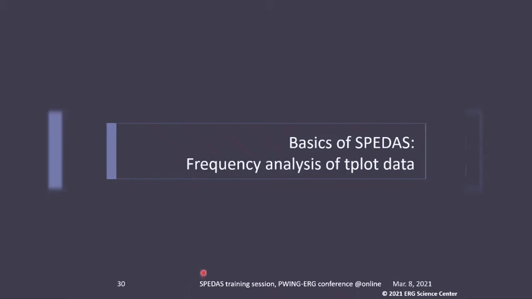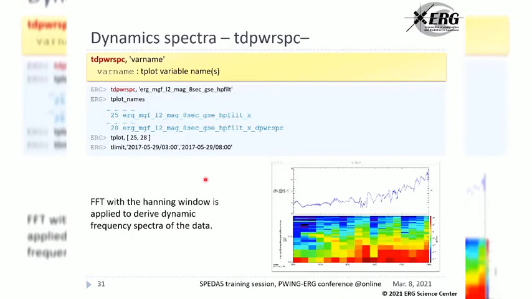Okay, from here, we'd like to show how we can analyze the time series data, especially for the frequency analysis. So firstly, we'd like to show you how we can calculate the dynamic spectra, meaning the frequency-time diagram. The command is tdpwrspc. This command calculates the dynamic spectrum for the time series.